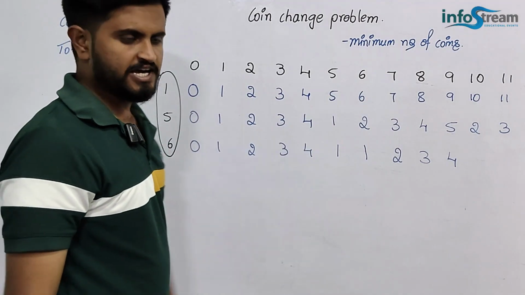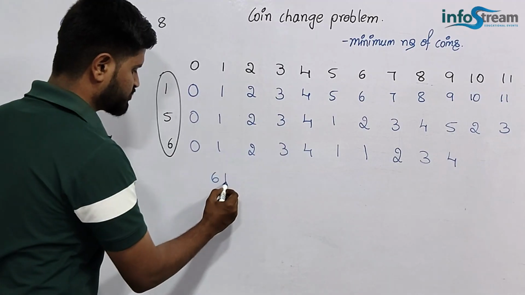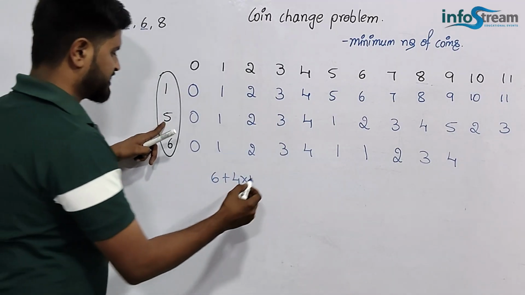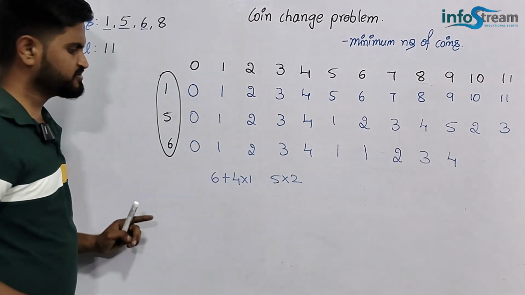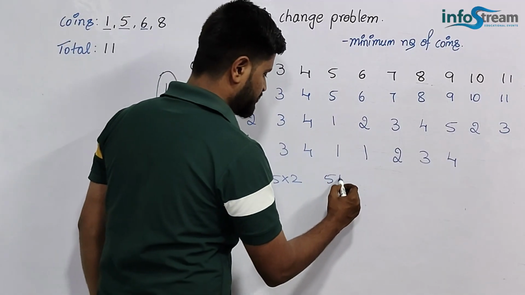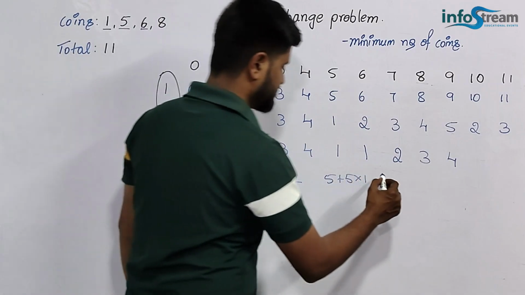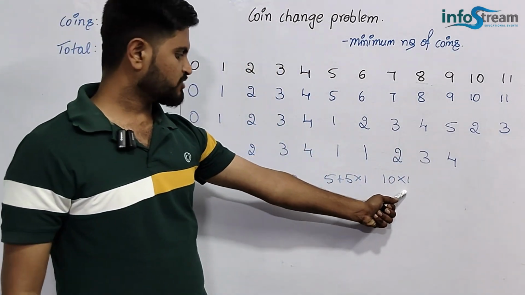Next 10 rupee I must give. Here I am having a 6 rupee coin. So one 6 rupee coin with four 1 rupee coins, or I can just use two 5 rupee coins, or I can give one 5 rupee coin with five 1 rupee coins. Another possibility is I can give ten 1 rupee coins.